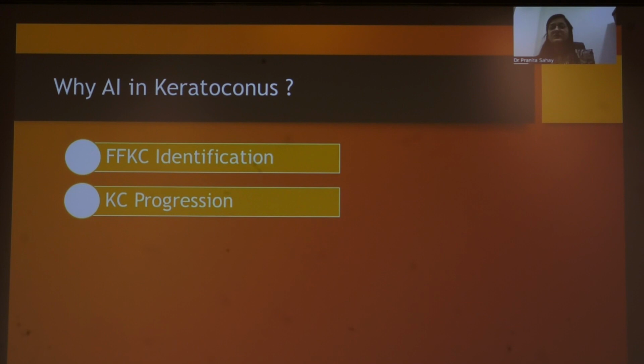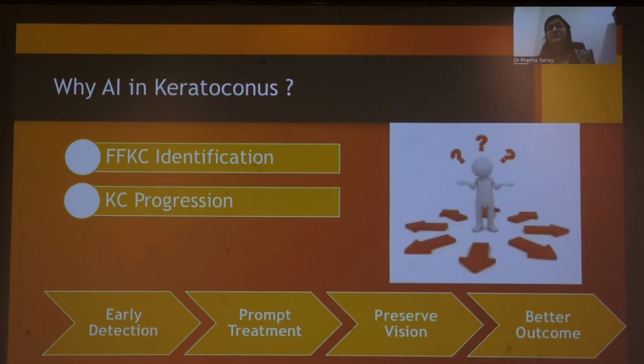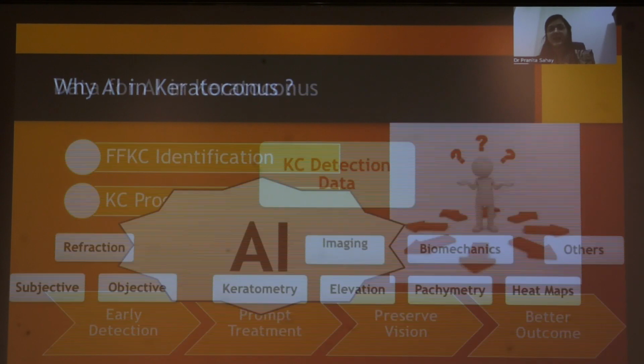Forme fruste keratoconus identification and keratoconus progression are the two most important areas in the field of keratoconus that require early detection with close monitoring and prompt treatment with corneal cross-linking to preserve vision and result in better visual outcomes. However, there's a lot of confusion while assessing the Pentacam or ORBSCAN reports in FFKC identification and assessing serial reports for keratoconus progression. That is where artificial intelligence becomes handy.